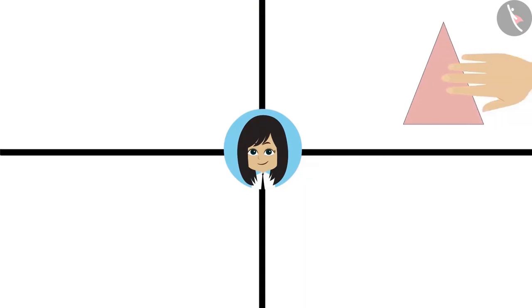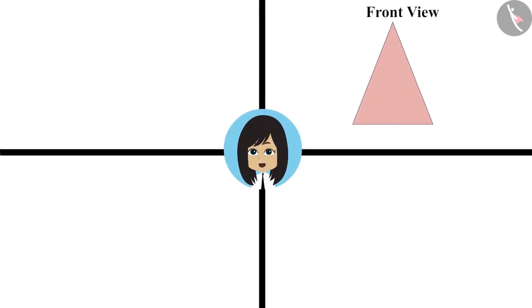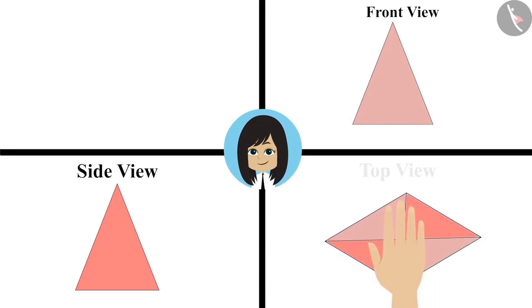Look at the front view of my drawing. This is a triangle. This is the side view of my drawing. This is also a triangle as before. And this is the top view of my drawing. What can this be? It has become very difficult.